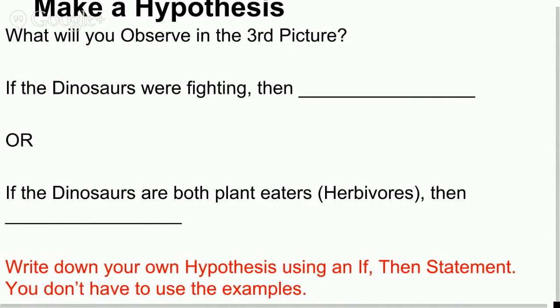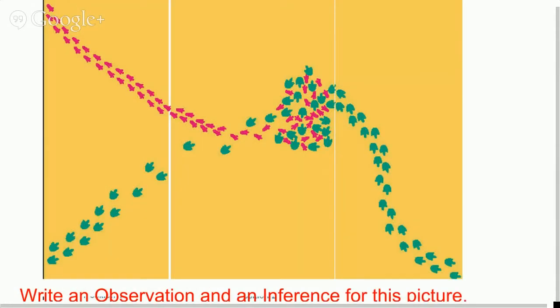Okay, let's see that third picture. Here it is. You might have predicted correctly, but now we only see one set of footprints leaving this little area here. All right, so please make a final observation and inference for these three pictures. Go ahead and pause it, make your observation and inference.